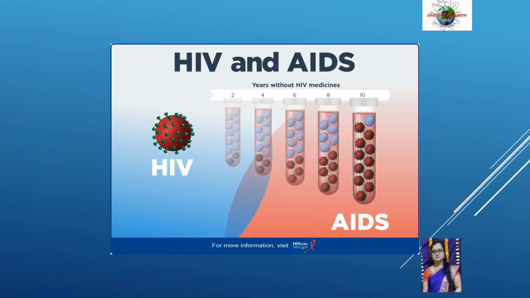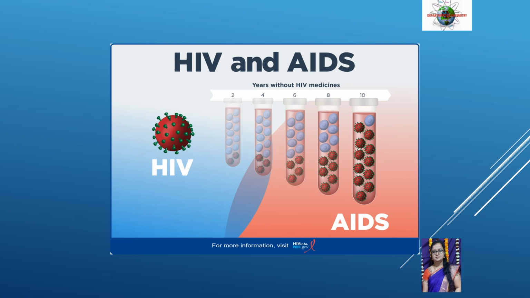AIDS is caused by HIV infection and is characterized by a severe reduction in CD4 plus T cells, which means an infected person develops a very weak immune system and becomes vulnerable to life-threatening infections such as pneumocystis carinii pneumonia, and AIDS occurs late in HIV disease. That means AIDS is caused by HIV infection. HIV is the virus and AIDS is the disease.